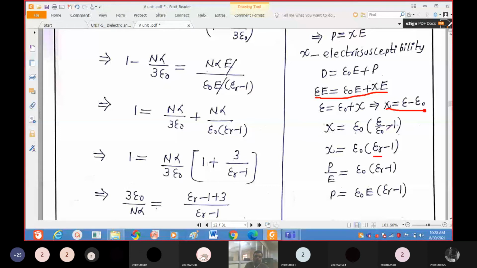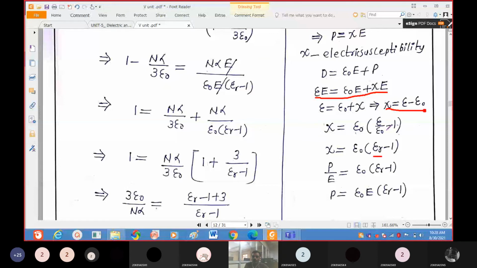Here N is the number of molecules per unit volume, and mu is the dipole moment of each molecule. So now we can take the relation like this.